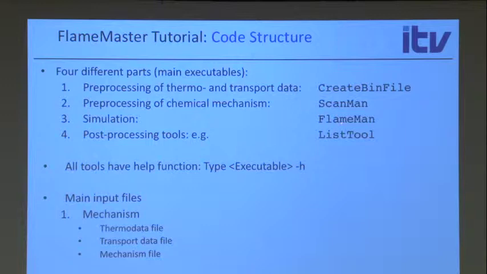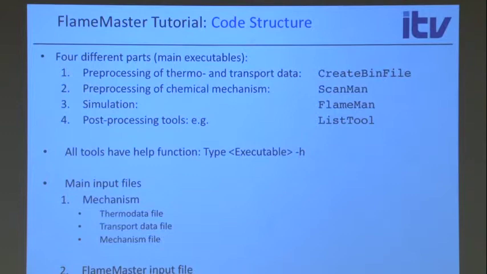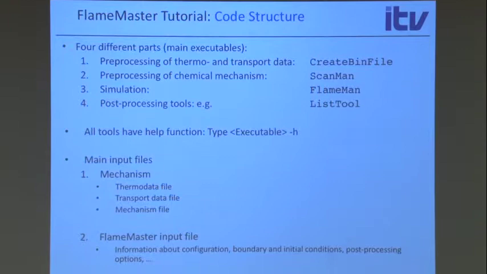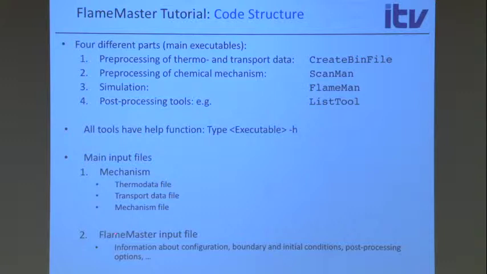So the files that you need to run this, you need to have a chemical mechanism. A chemical mechanism typically comes with a reaction file. It's called here mechanism file. It comes with a thermodata file and transport data, okay? So these are typically three different files that if you look somewhere online, you find in the supporting material of a paper. Usually people provide this in ChemKin format. And then these are the input files, and another important input file is this Flame Master input file. That is the file where all the controls are set, where you say what the pressure is you want to compute, the temperature, and things like this.